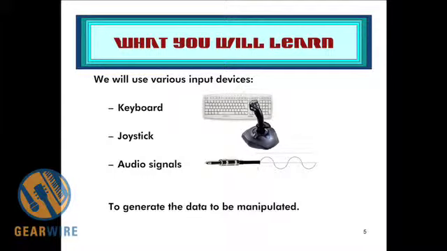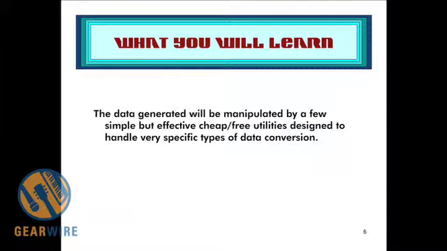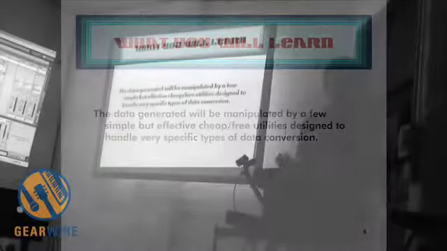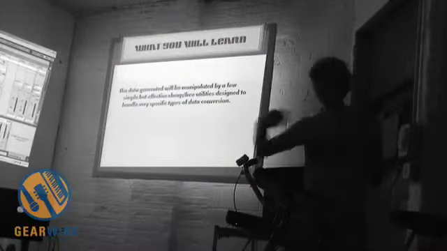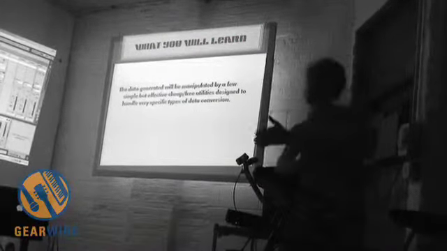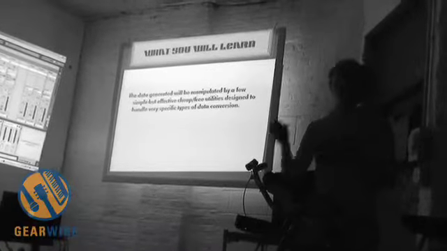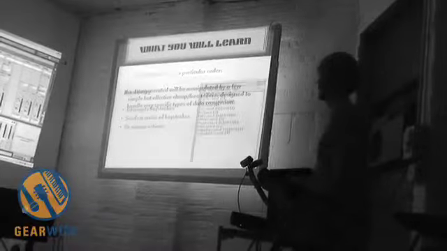All right, so we're going to use various input devices, a QWERTY keyboard, a video game joystick, and audio signals to generate the data, which we're then going to play around with and route different ways. The data we generate, we're going to run it through a couple simple utilities designed to really do just one thing. It takes one thing, turns it into something else. And so we're going to chain a couple together, we're going to point them at different things, and the end result of that is we're going to come up with a fairly dynamic system.